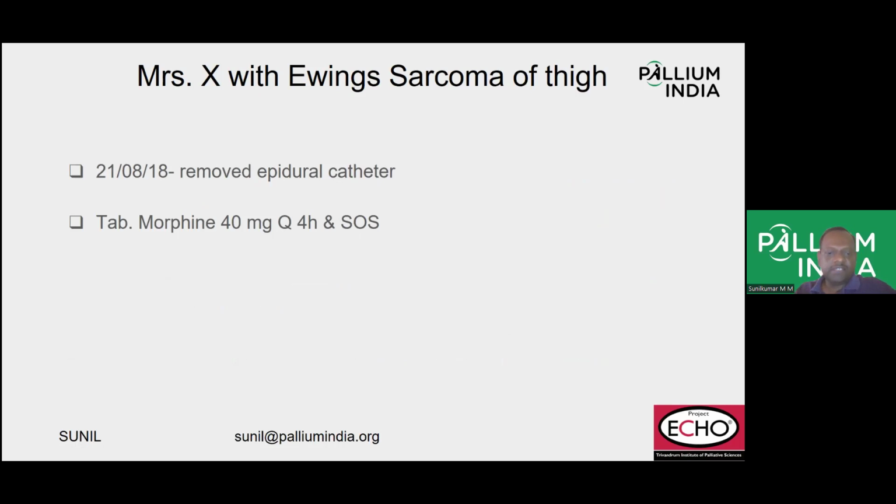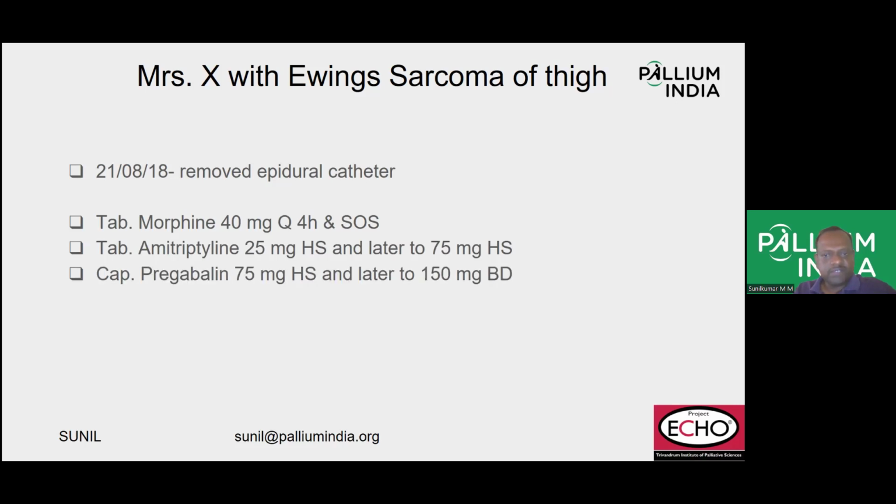Then subsequently they increased the dose of morphine and titrated up to 40 milligram of morphine hourly. Amitriptyline was also reintroduced. Pregabalin again reintroduced. But there is no satisfactory pain relief. Instead, she has delirium and myoclonus. So what are the options now?